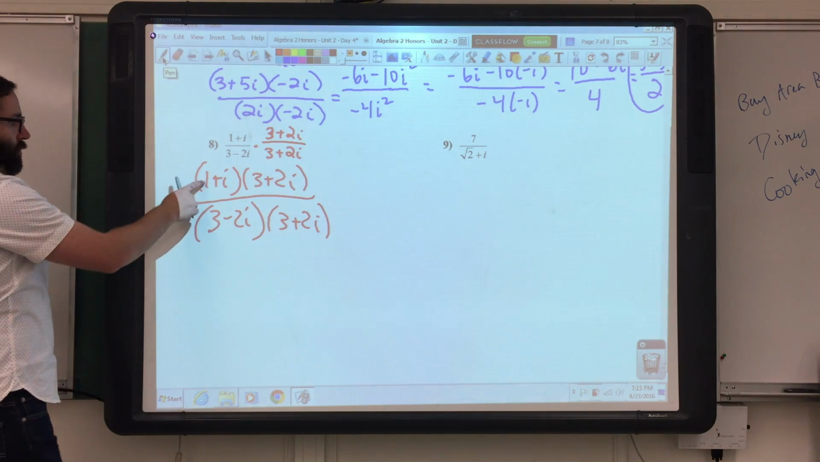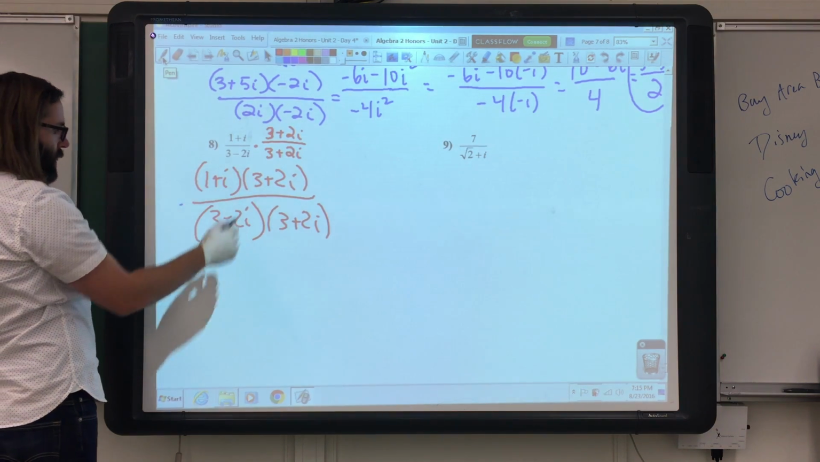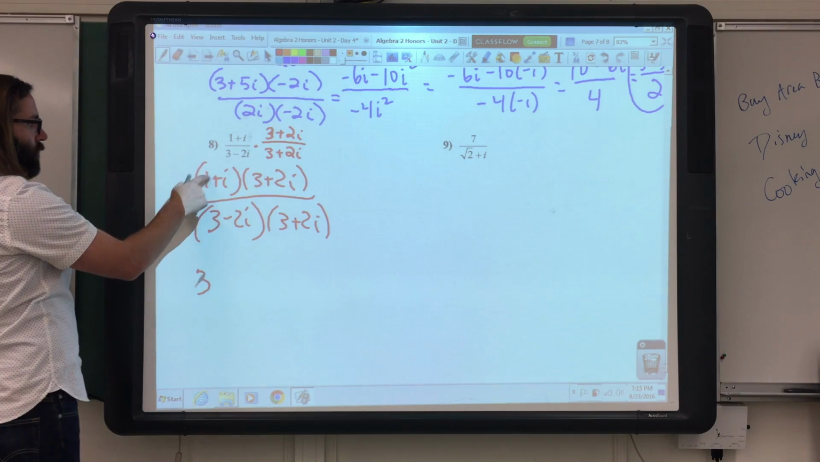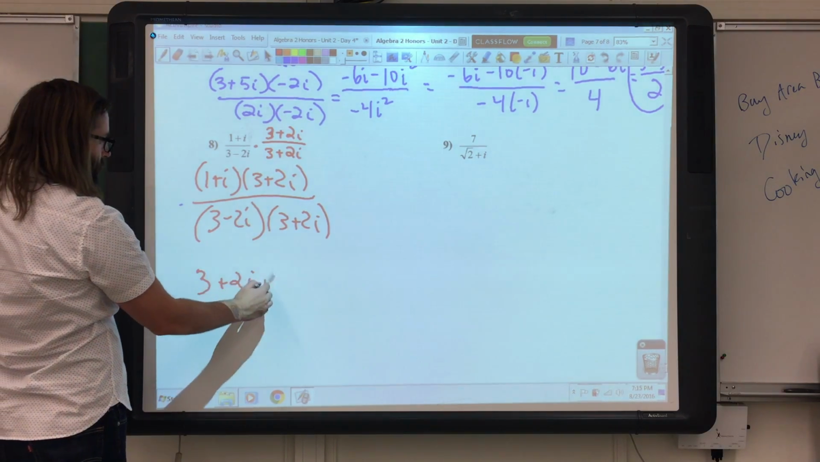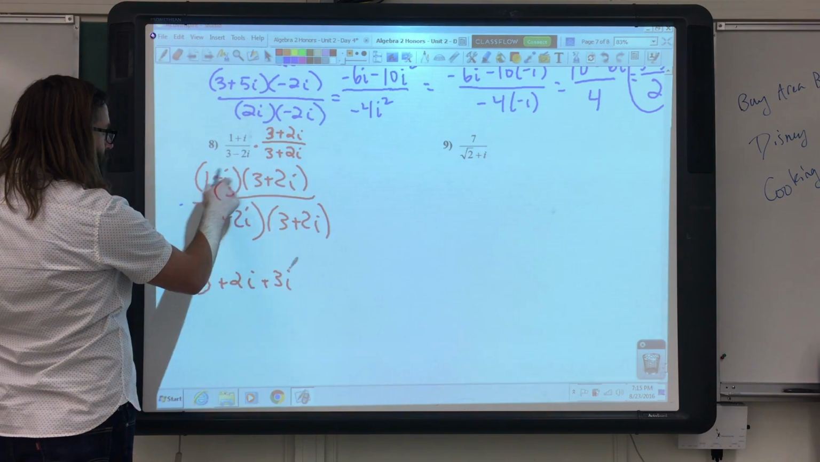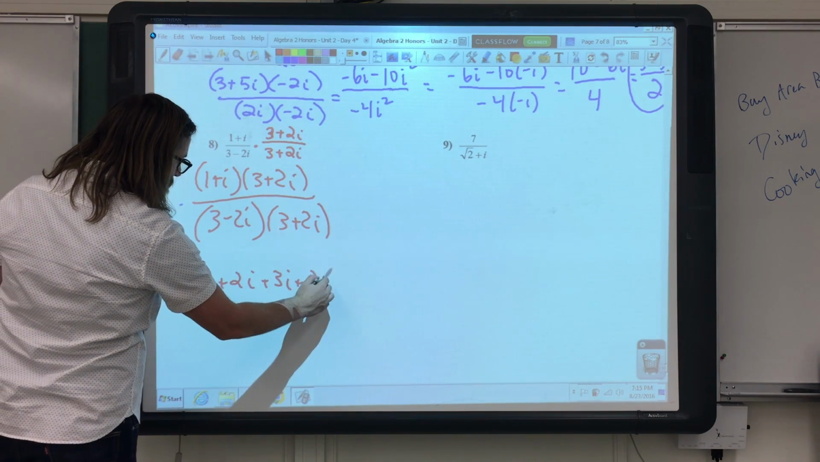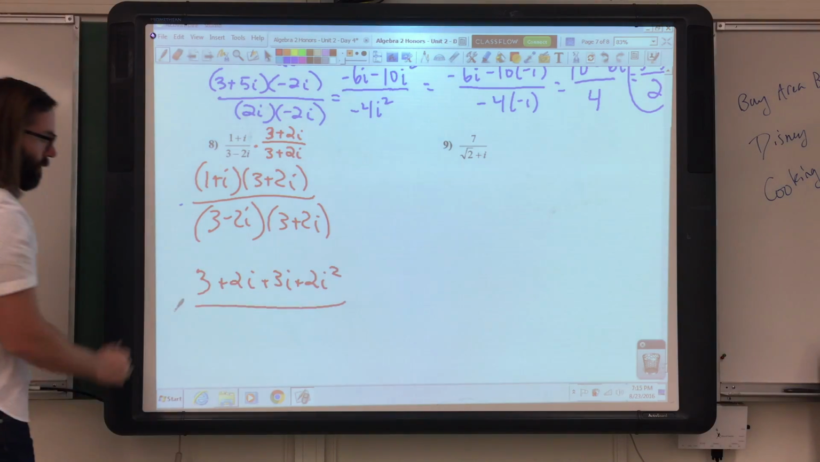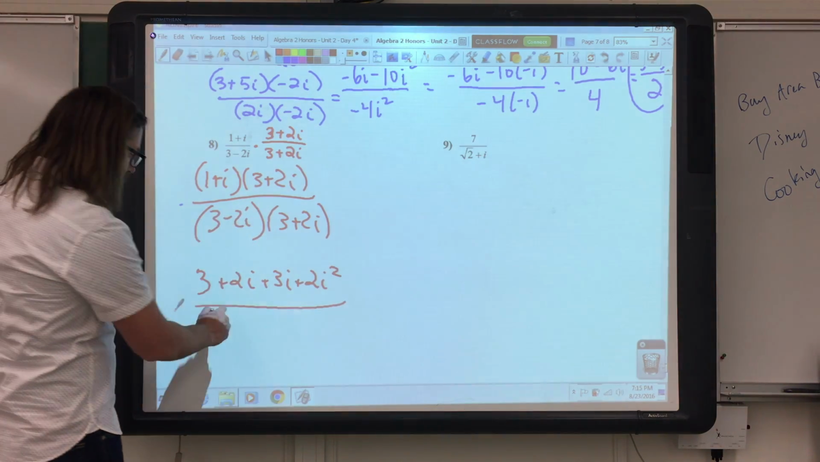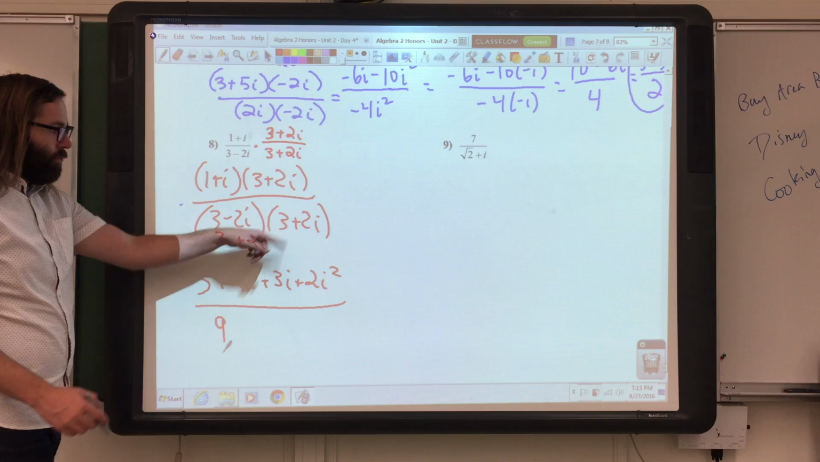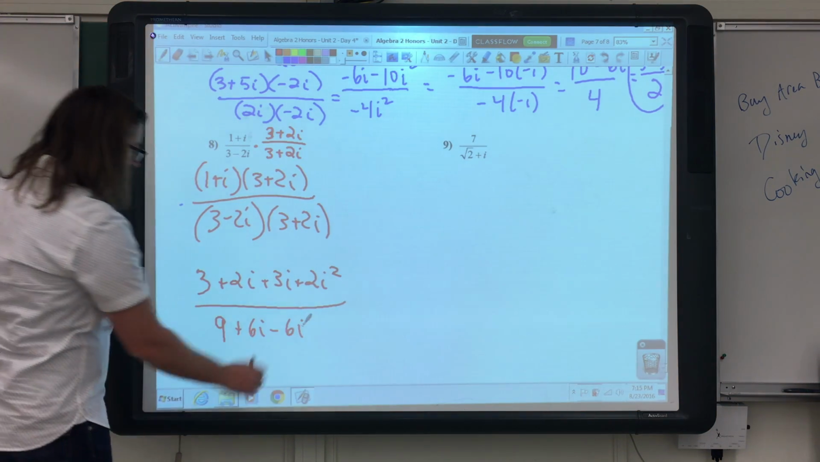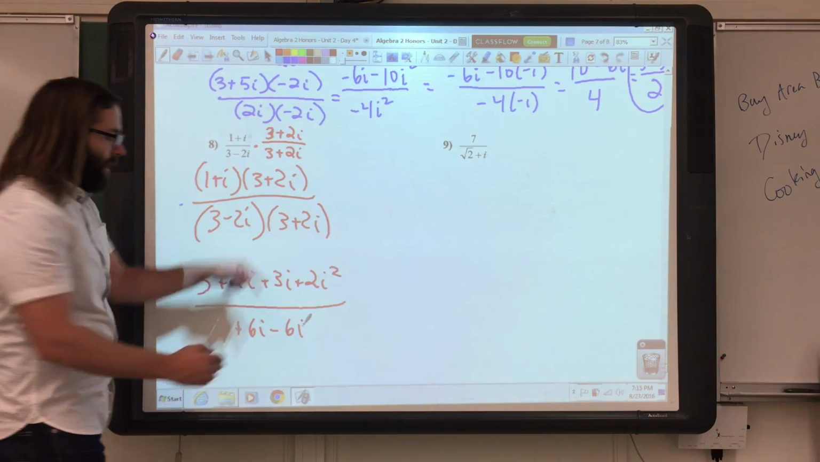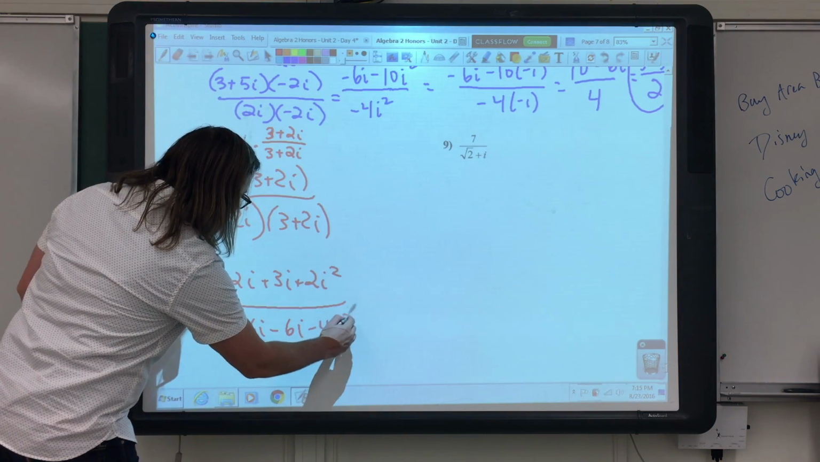So we do this, we get 1 times 3 is 3. 1 times 2i, 2i. i times 3, i times 2i. And that's all on the top. In the bottom, we get 9 plus 6i minus 6i, then minus 4i squared.